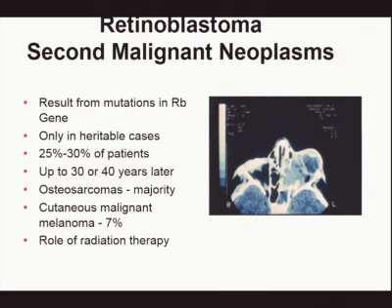And then they're at risk for secondary malignant neoplasms, and they can occur up to 30 to 40 years later. Osteosarcomas are the majority. You can also get a cutaneous malignant melanoma. There's been questions about the role of radiation therapy in treating the tumors. So if these people are at high risk of developing more tumors and you give them radiation treatment, is that increasing their risk? This is still being debated.